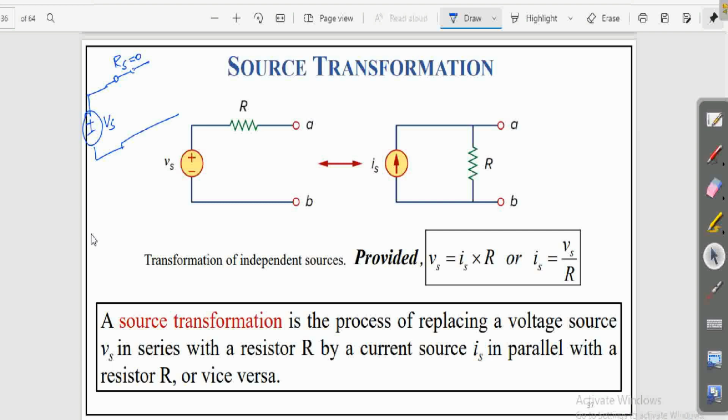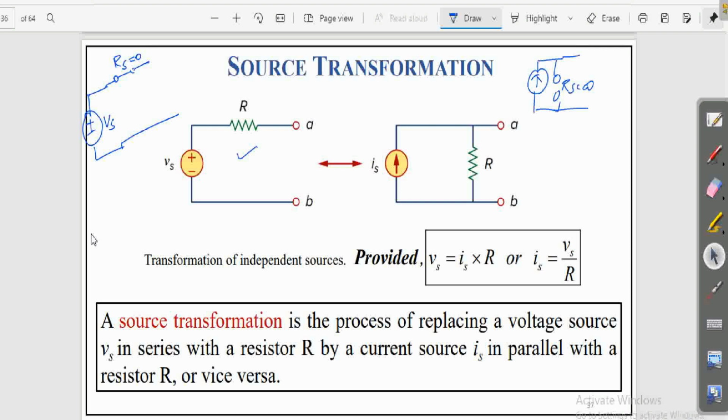If it is a practical one, this is your practical voltage source. If it is an ideal current source, then the internal resistance is infinite. So for a current source, the resistance is connected in parallel. For a voltage source, the resistance should be connected in series.